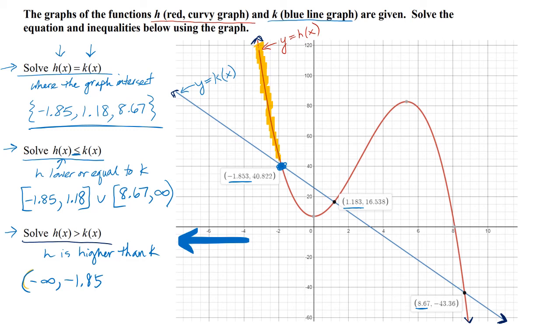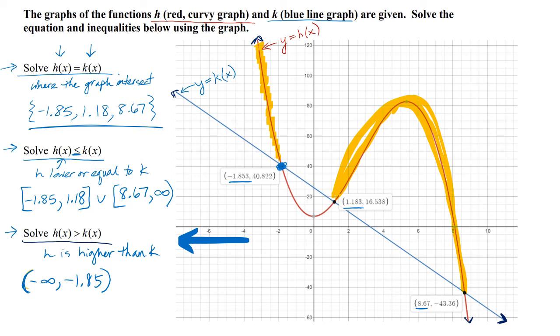Now notice there's no equals here, so we would use a parenthesis instead of a bracket. And then let's see if there's any other regions where h is above k. Well, there's one big region right here. In this whole big region where h comes up and has a peak before coming back down, we have a place where the red graph is above the blue graph. So in through here. Now all of those points are points where h is above the blue line, the k graph. So we want to include all of those values.